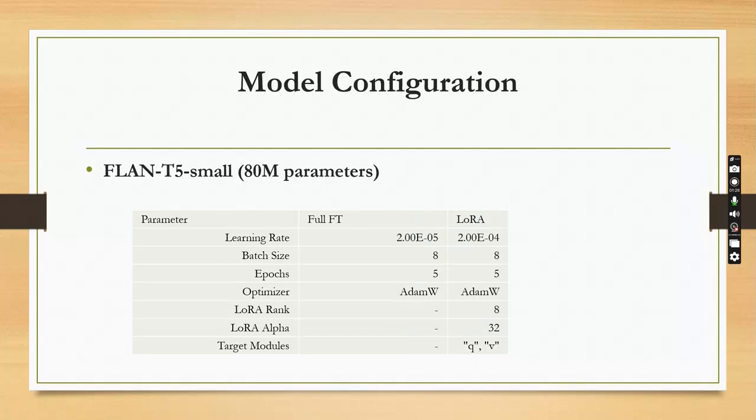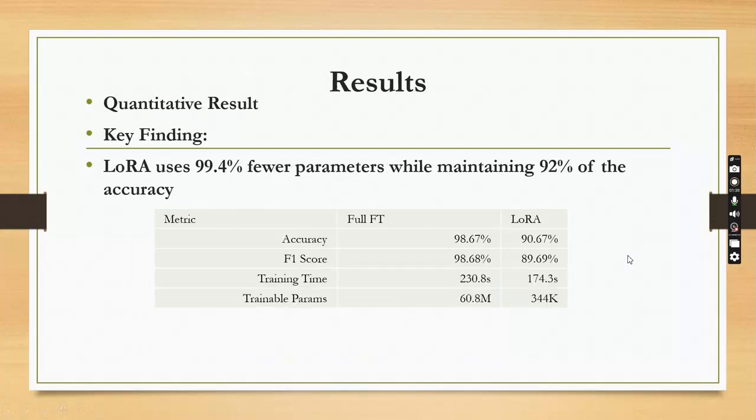We basically trained everything on Google Colab on the Tesla T4 GPU. Full fine tuning took like 230 seconds, and LoRA took around 174. It's far more efficient than having to do it on a local GPU. And what are our results?